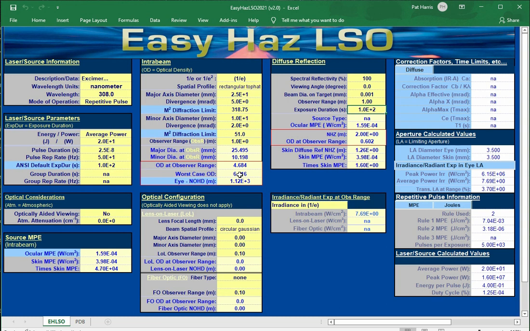Okay, and based on how the absorption takes place and what is absorbing, in this case at 248 it's water, so it's happening right at the surface. At 308 you're getting some penetration, so you have a larger volume of tissue dealing with the exposure. So we would expect 308 not to be quite as hazardous as 248, and in fact it's not. Now, whereas with the 248 the NOHD and SHD were the same, they are not in this case, and that's because the two MPEs are not the same.